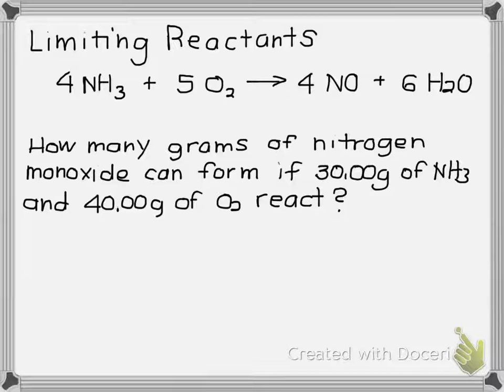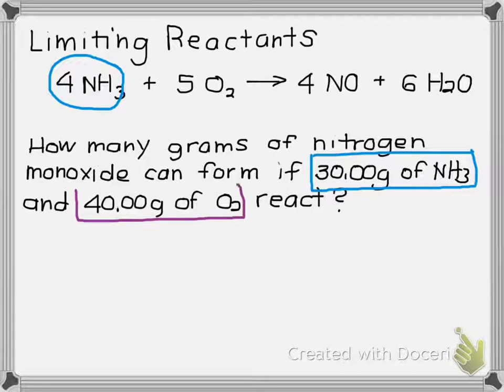In order to solve this limiting reactant problem, you will need to be familiar with the mass-to-mass calculations. Now, in order to do a stoichiometry problem, you need a balanced chemical equation, and the equation we're given is balanced. Let's read the problem and figure out what's given and what we're looking for. It says, how many grams of nitrogen monoxide can form if 30 grams of ammonia and 40 grams of oxygen react? I see two things. They have given me 30 grams of ammonia, so I know that in my chemical equation I'm going to be using this reactant, ammonia. And then they also have given me 40 grams of oxygen.